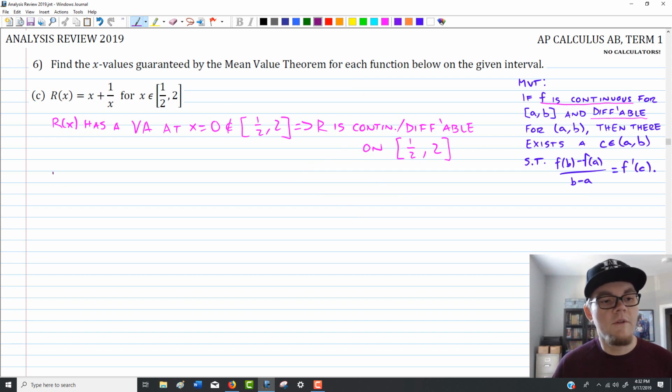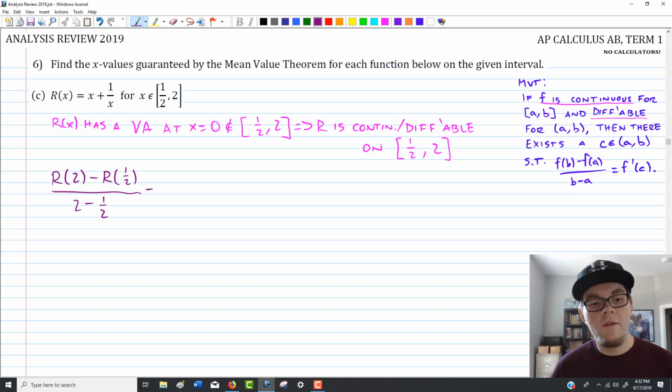From here, we start with our average rate of change. In this case, it'll be r of 2 minus r of 1/2, all over 2 minus 1/2. And by the way, this one's kind of exciting. I wrote this one without actually checking my answer, so without doing the problem ahead of time, so we'll see if that burns me horribly or not.